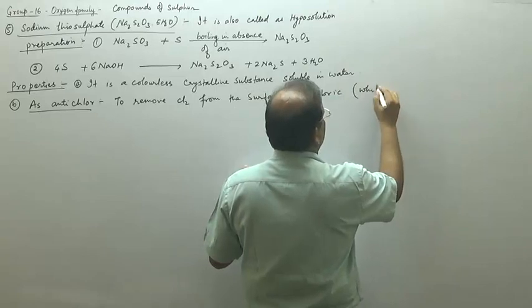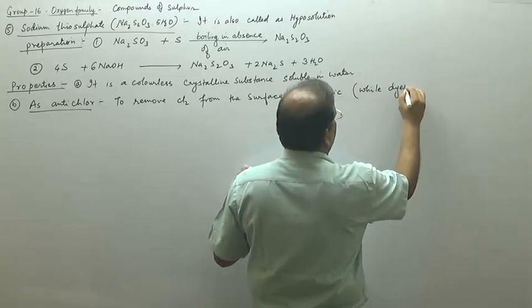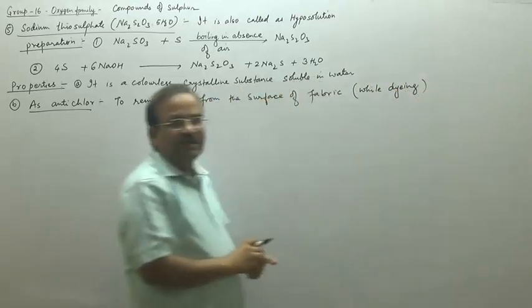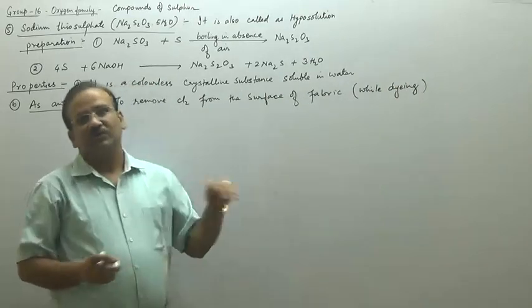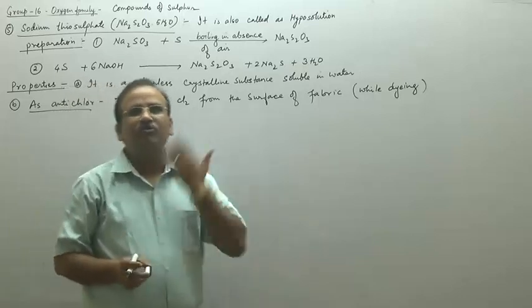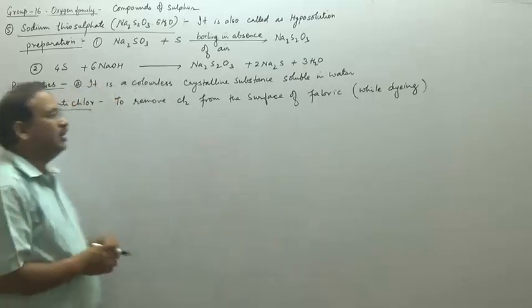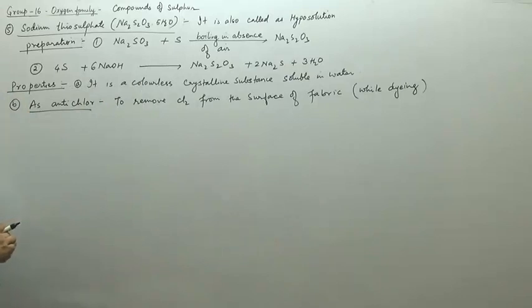While dyeing, we used to write this. When we dye the fabrics, the chlorine is present on their surface. When it is present on the surface, that chlorine is removed by thiosulfate. So we write that it is used for removing chlorine. It is removed like this.